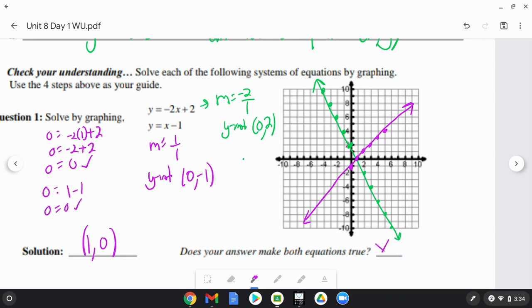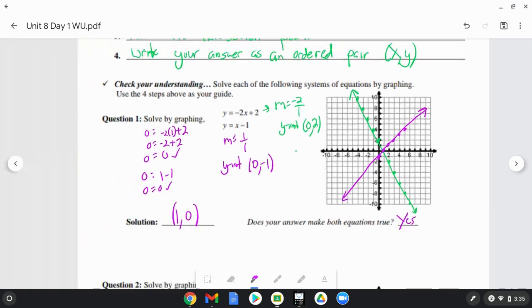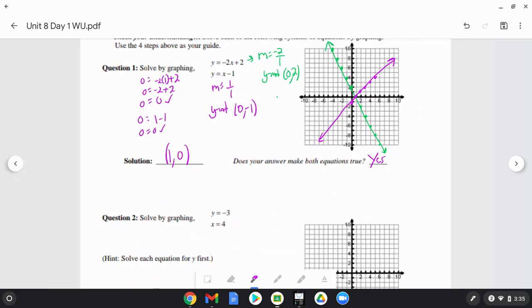So yeah, it did. So if you plug it in, and if you did this correctly graphically, then you should always get a yes there, by the way. All right, so that's the first one.